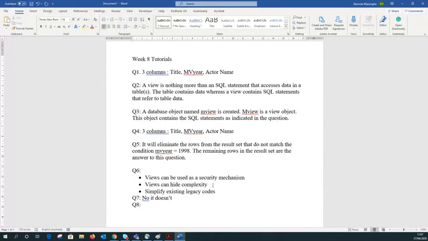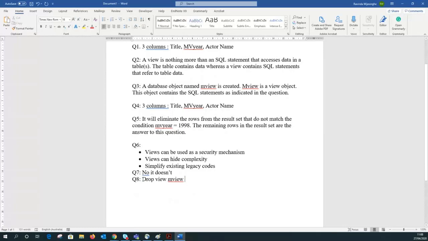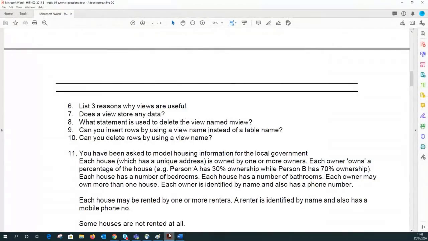The drop table command, right? So in this case, we say drop view mview, where mview is the name of the view. Drop view mview. This is the keyword. So this is how we delete a particular table or a particular view. Right, so that is the answer to question 8.